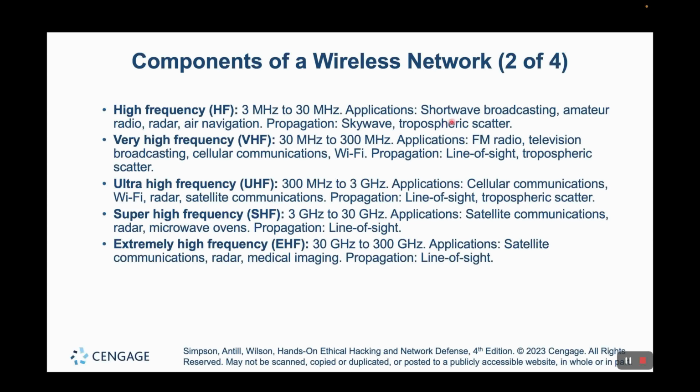You could see it in shortwave broadcasting, radar, air navigation, and we have very high frequency, from 30 megahertz to 300 megahertz. You could see it in FM radio, up to extremely high frequency, 30 gigahertz to 300 gigahertz, with applications like satellite communication, radar, medical imaging, and line of sight propagation. So there is a wide range of frequency there.